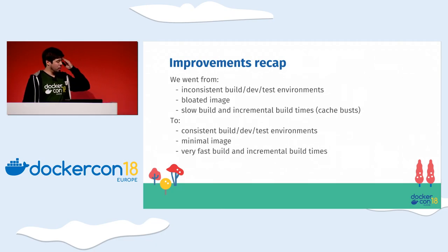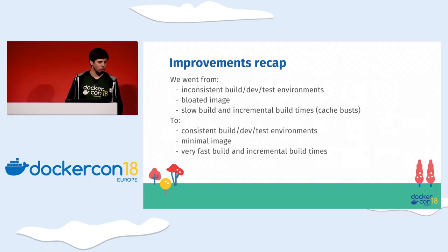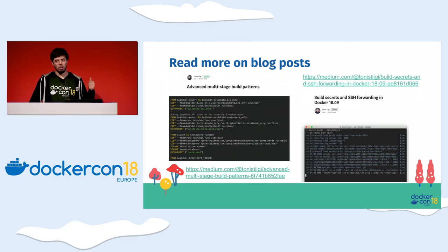So real quick, the recap of the improvements. We went from an inconsistent build, dev, test environment with a highly bloated image, slow build and slow incremental builds as well because of all the cache busts. And we got to a consistent build, dev, test environment, minimal image, and super fast, both build time and incremental build time. If you are interested in these things, you want to read more on some of these blog posts by Tonis, who started the BuildKit project, one on multi-stage and the other on SSH and secrets, which is very exciting because we've been waiting for build secrets for a long time.